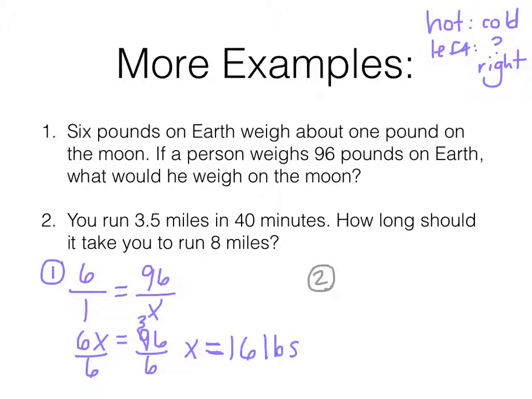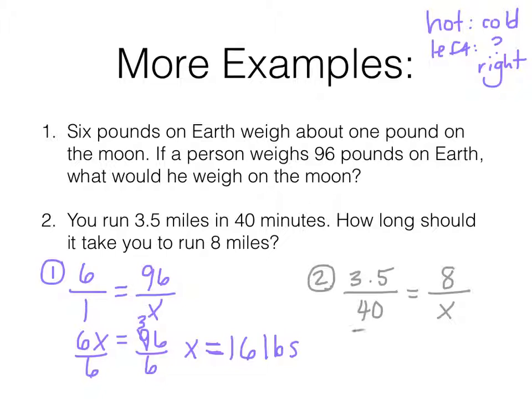Anyway, say that you run 3.5 miles in 40 minutes. How long should it take you to run 8 miles? Again, think about my analogy example up here, okay? 3.5 miles in 40 minutes equals 8 miles in I don't know how many minutes. And I generally like to write my proportions this way because it's a little bit easier just to think about what's the relationship here. What's the relationship back and forth between the numbers? Miles and minutes, miles and minutes.